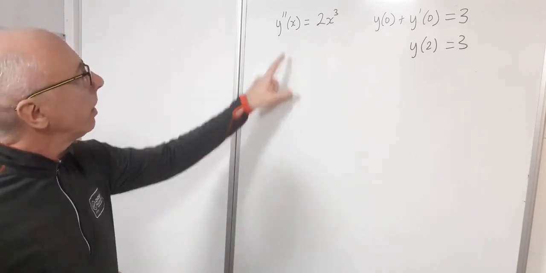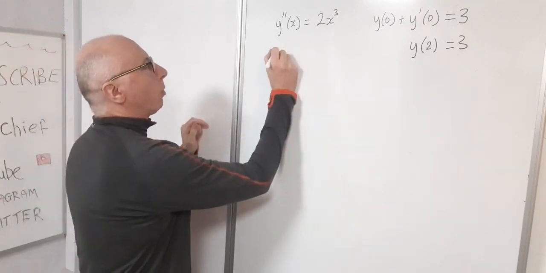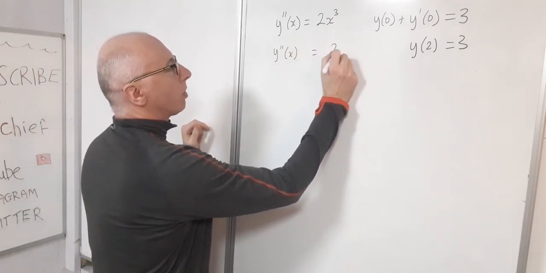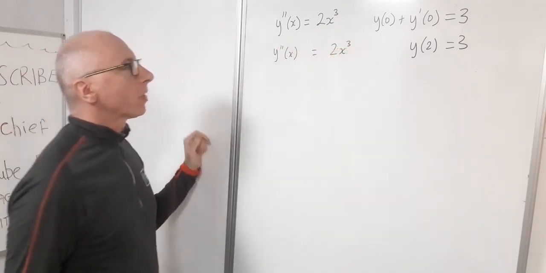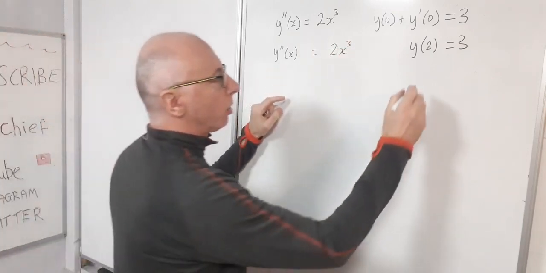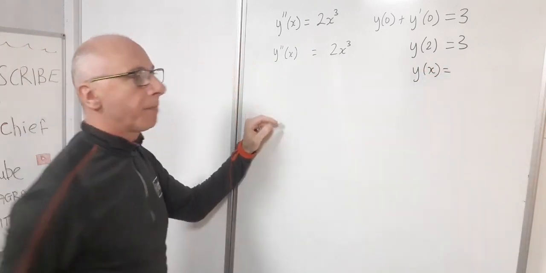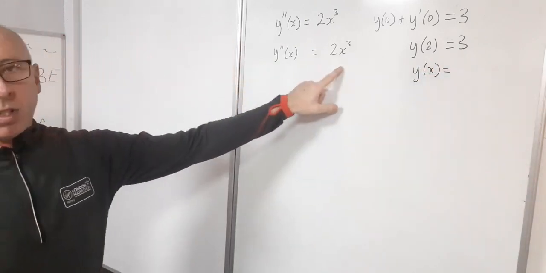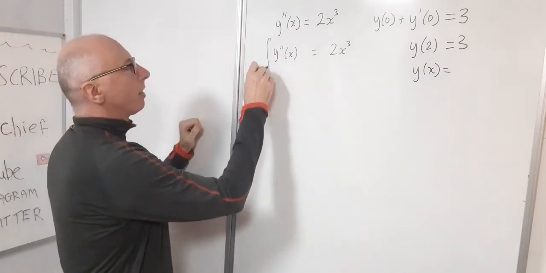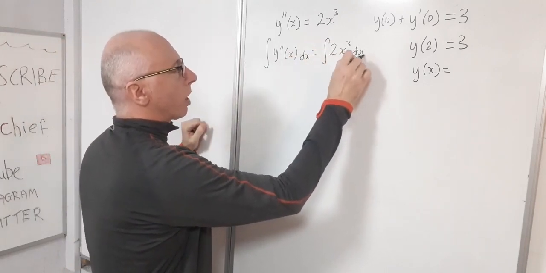Okay, so for now, let's try and solve this. y''(x) equals 2x cubed. Now we're going to try and get y(x). That's our goal, this is what we are looking for. We don't know what that is yet. So one way we can start is to integrate both sides with regards to x.